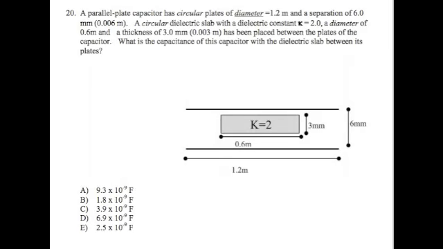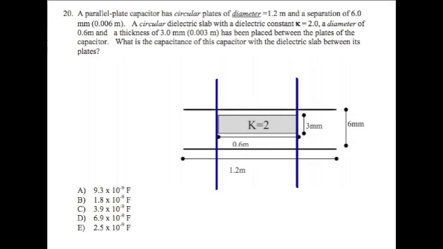So in problem 20, we have to find the total capacitance of a parallel plate capacitor that is only partially filled with the dielectric. You start out by splitting the capacitor into three parts, one to the left, one to the right, and the section in the middle contains the dielectric.